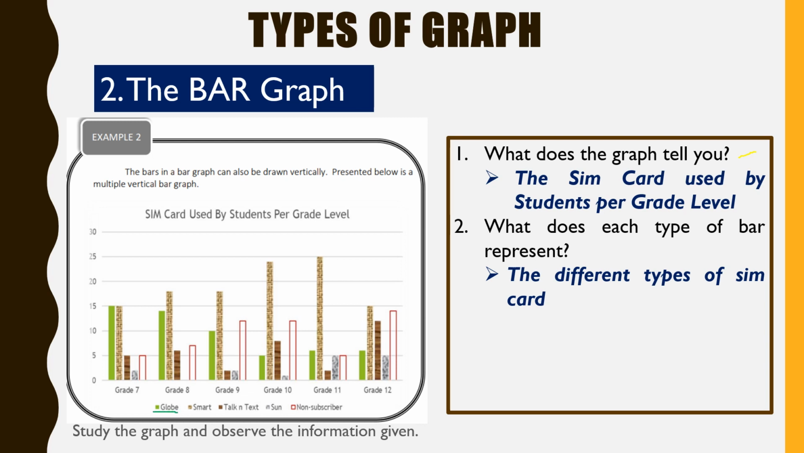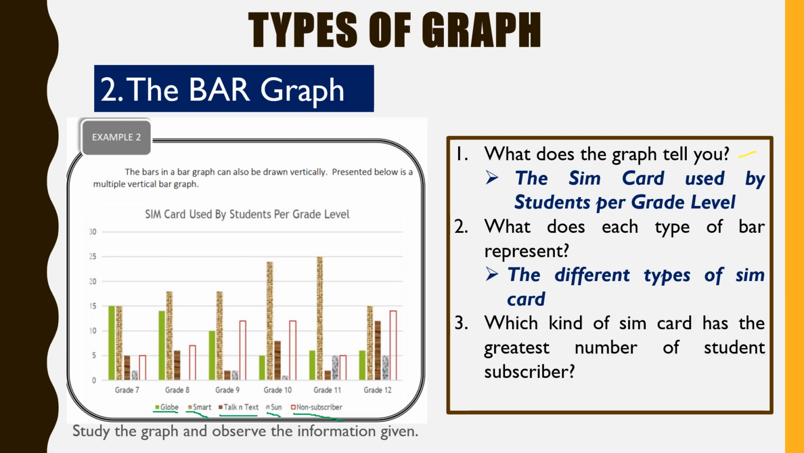So for green, it is Globe. For the lighter brown, it's Smart. Darker brown, Talk 'N Text. Gray for Sun Cellular. And then the bar with a red border is for non-subscribers.